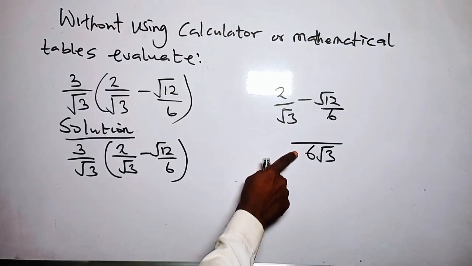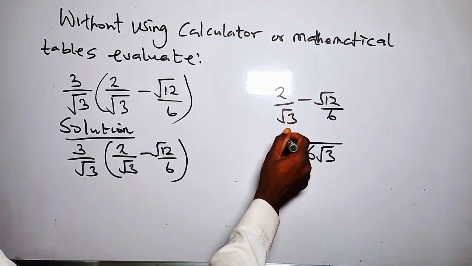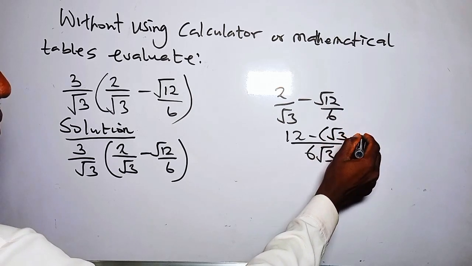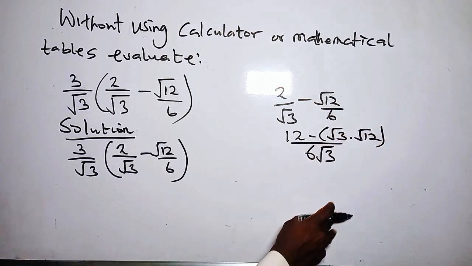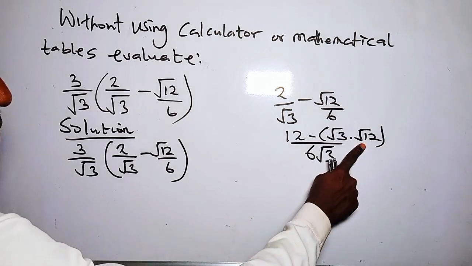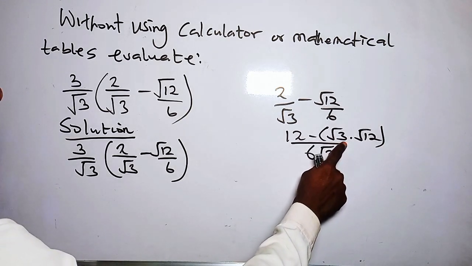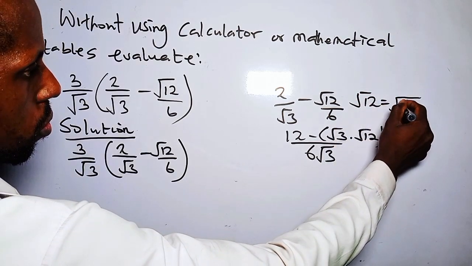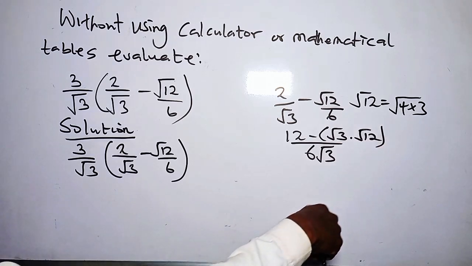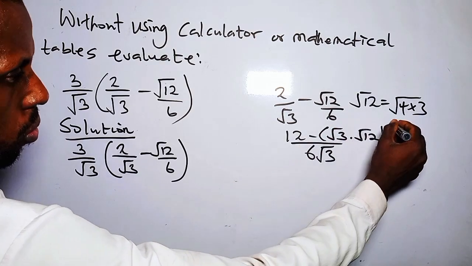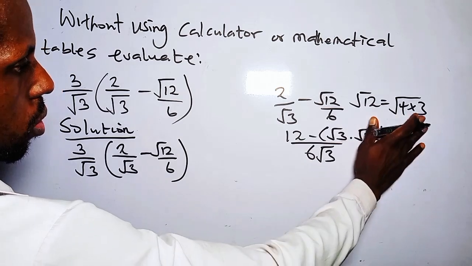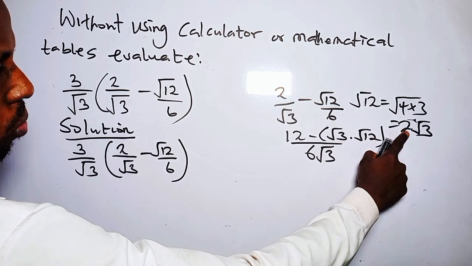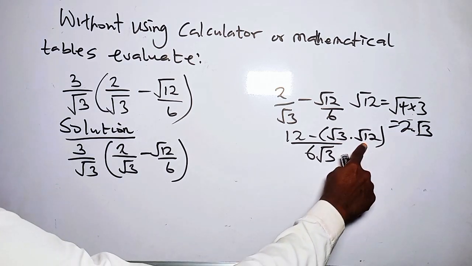For root 3 and 6, that is the LCM. When we divide this with this, we cross multiply. So 6 times 2 is 12. For root 3 times root 12, when we look at root 12, we can have the same surd as 3. So how do we express root 12? We can have it as 4 times 3, where we can easily look for the square root of the first one. The square root of 4 is 2, so that gives us 2 root 3. So let's replace this with 2 root 3.